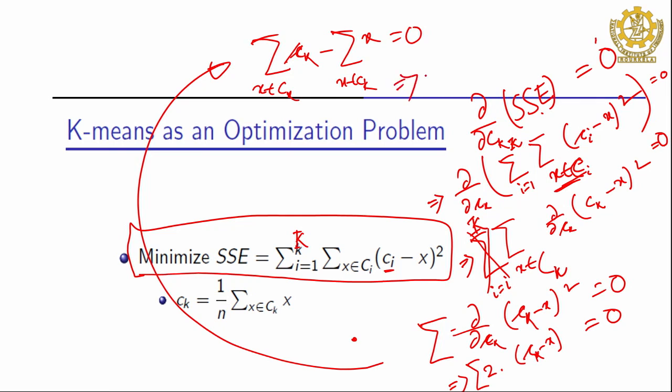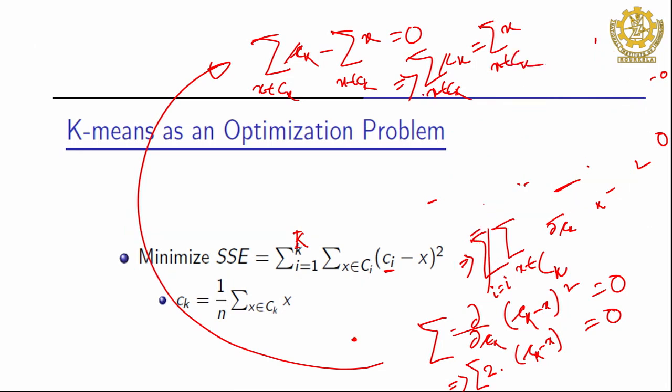So, from here we can write summation over x of c_k equal to summation over x where x belongs to cluster C_k. Inside the left summation there is no point x, so you can write n into c_k, where c_k is the point, equal to summation over x, x in the cluster.